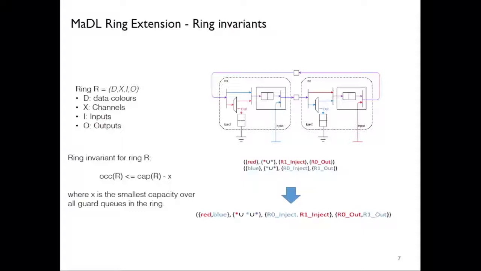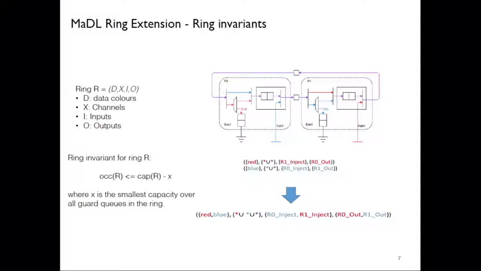And the idea is to find out for all the possible colors, all the possible packets, to discover all the possible rings, and then try to combine them together to reach a point where we can define invariants about these rings. And the invariants say that the occupation of the ring, so the maximum number of packets that can be stored in the ring, is at most equal to the capacity of the ring, so the maximum number of slots that we have in the ring, the maximum number of places in the queues, minus this smallest guard queue we have.